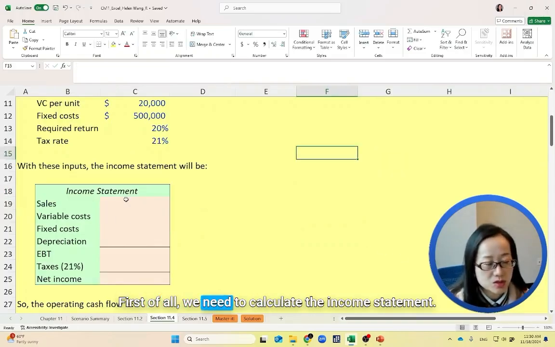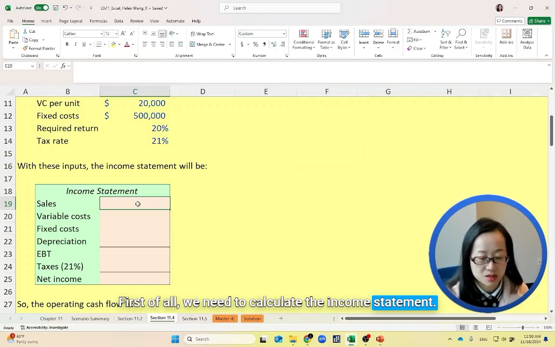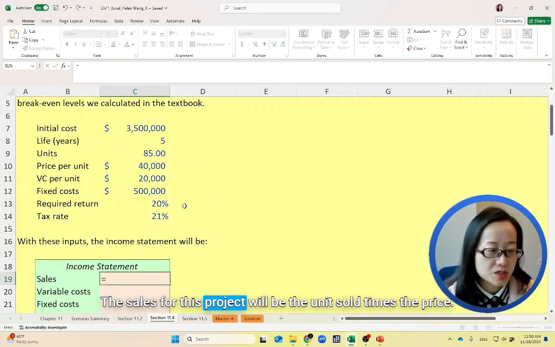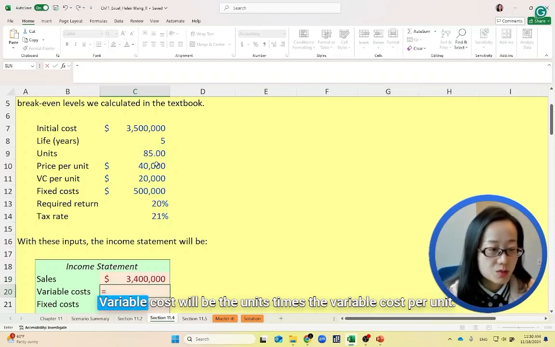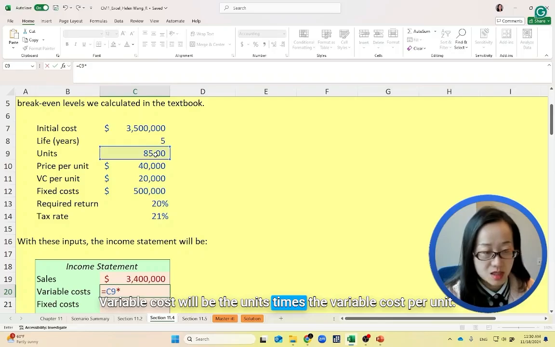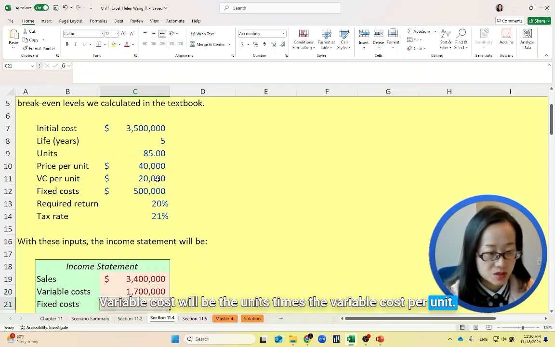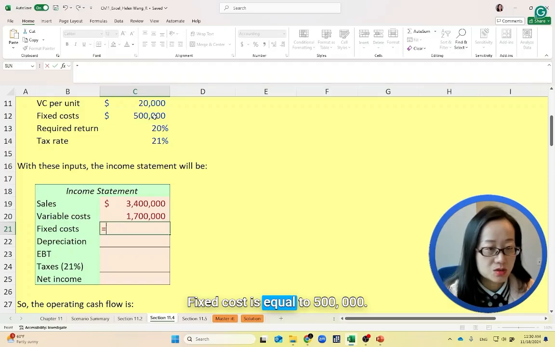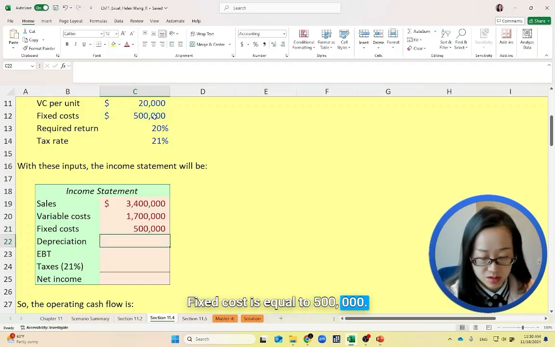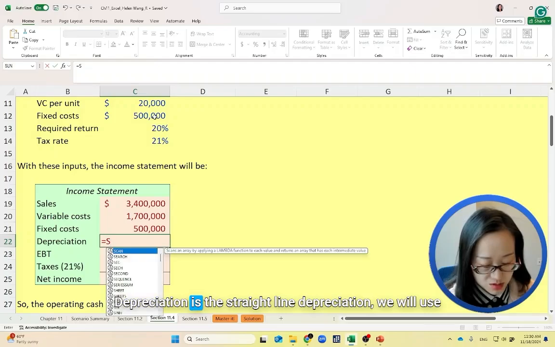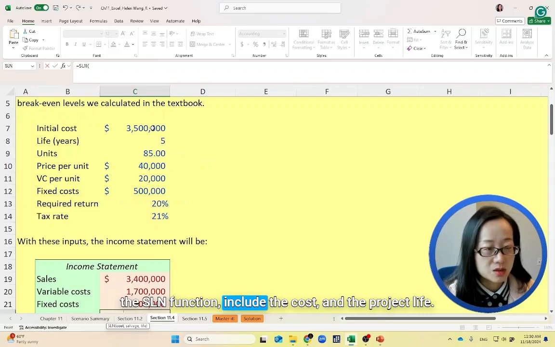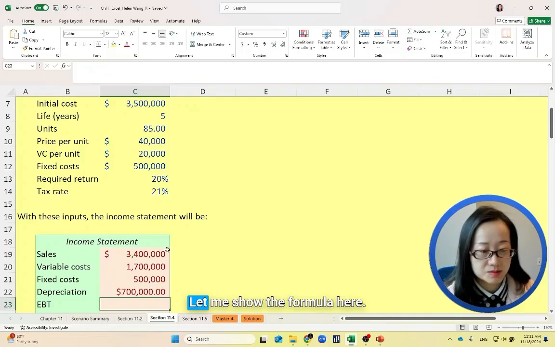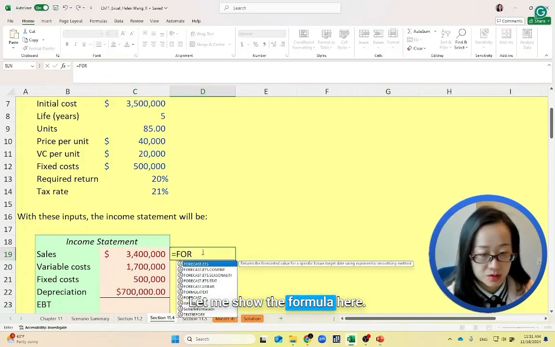First of all, we need to calculate the income statement. The sales for this project will be the units sold times the price. Variable cost will be the units times the variable cost per unit. Fixed cost is equal to 500,000. Depreciation is the straight line depreciation where we use the SLN function, include the cost and the project life. Okay. I show the formula here.